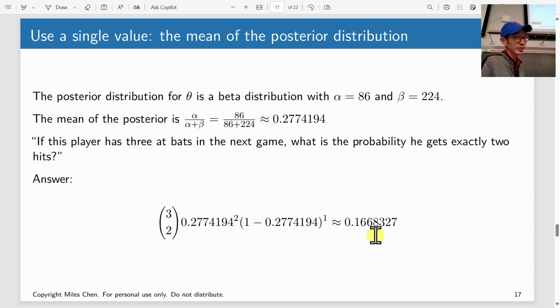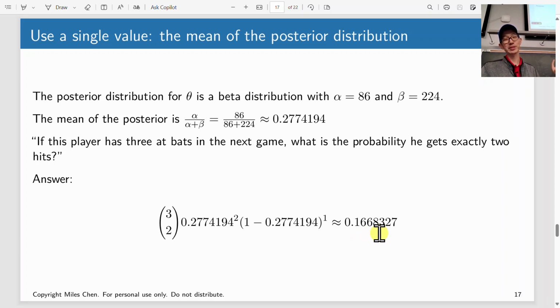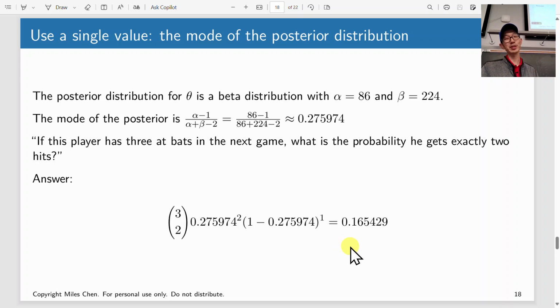The mode is slightly different. It's not 0.277. Remember, the mode tends to push things out towards 0 and 1. So instead of 0.277, you get something a little bit lower than that, 0.2759, or 0.276 basically. So just ever so slightly different. You plug that in, you get a just ever so slightly different number. You get 0.165. So when you plugged in the mean, you got 0.1668. When you plugged in the mode, you got 0.165.